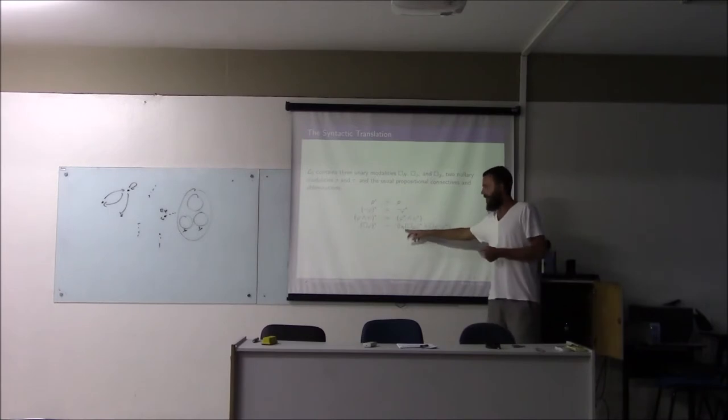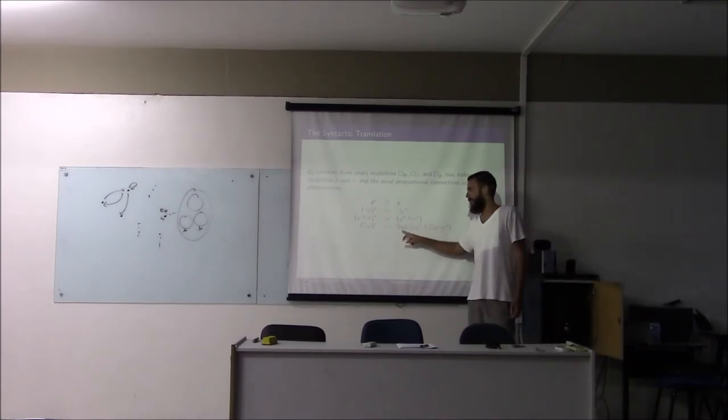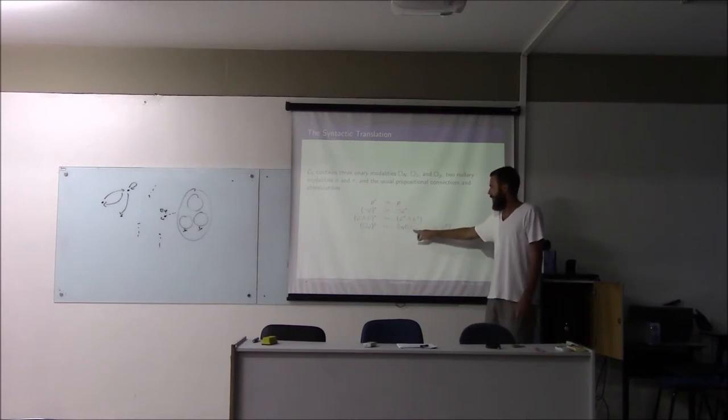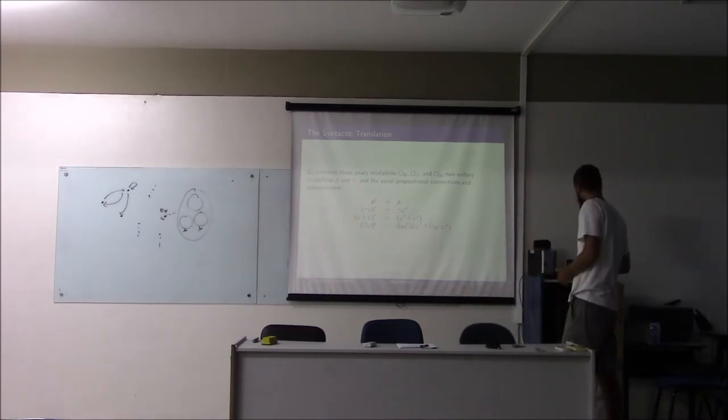And I've obviously named them in very suggestive ways. The diamond corresponds to the neighborhood function. This corresponds to set membership. This corresponds to negation, okay? There's no tricks. This is what you think it is.